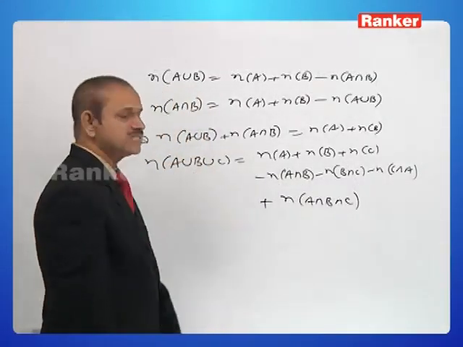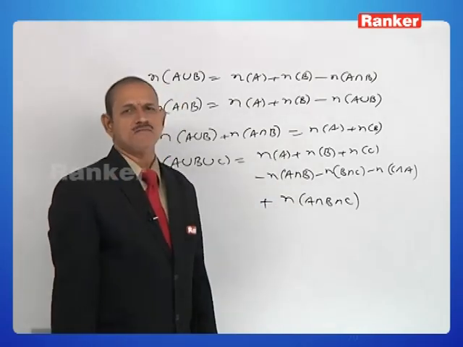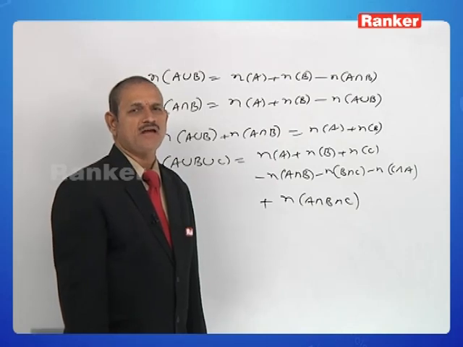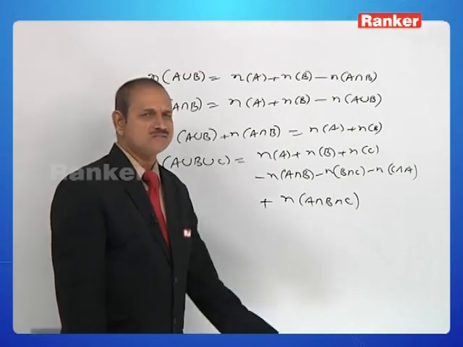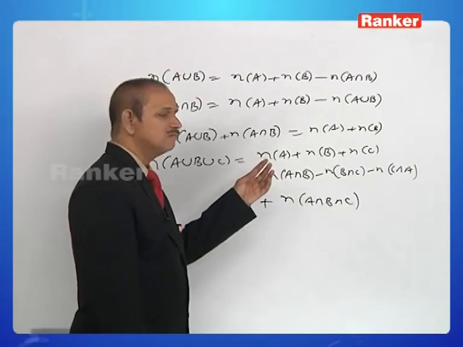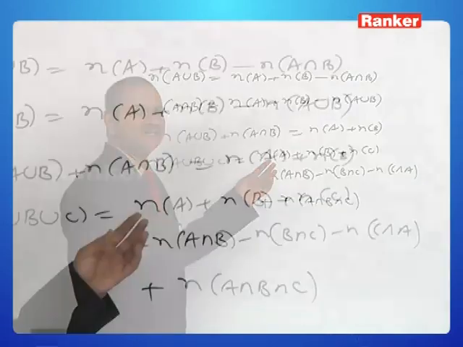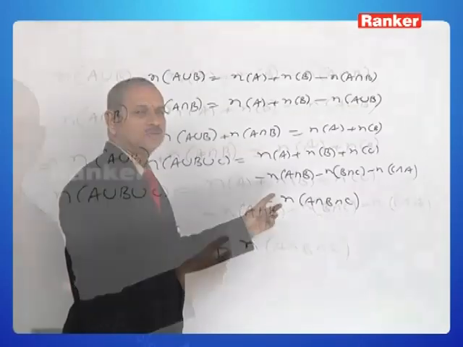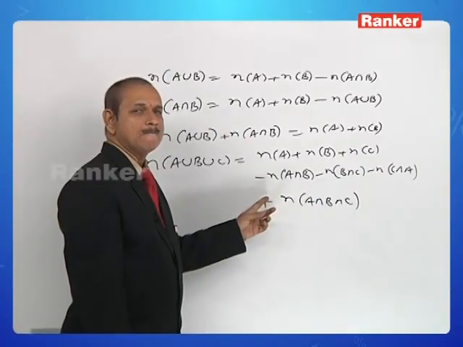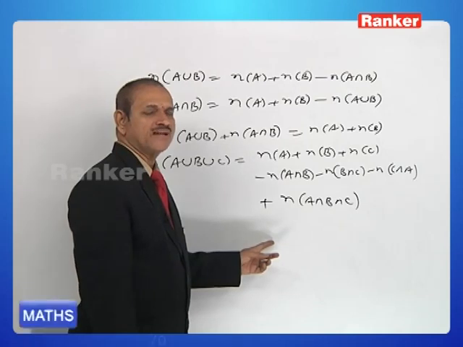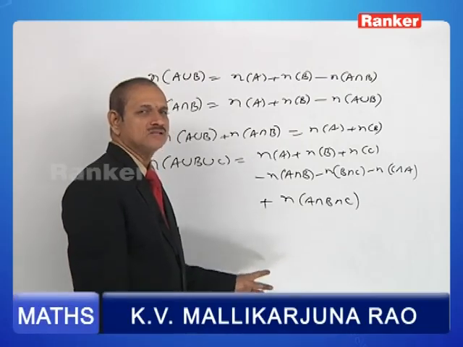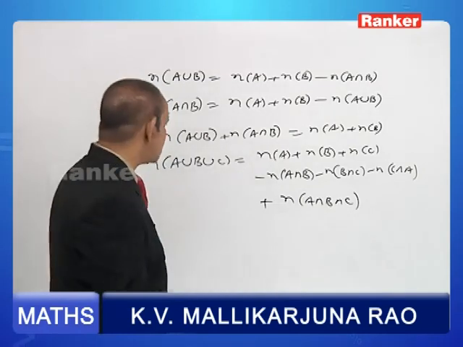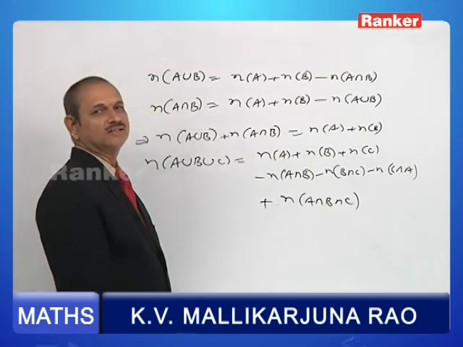Not only for 3 sets, for any finite number of sets, say n of A1 union A2 union A3 union and so on up to An, it can also be taken like this. All the cardinalities of sets taken 1 at a time, minus those taken 2 at a time, plus those taken 3 at a time, minus those taken 4 at a time, and so on. That will be the process of obtaining the cardinality.